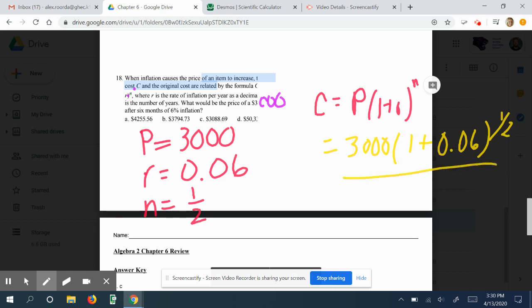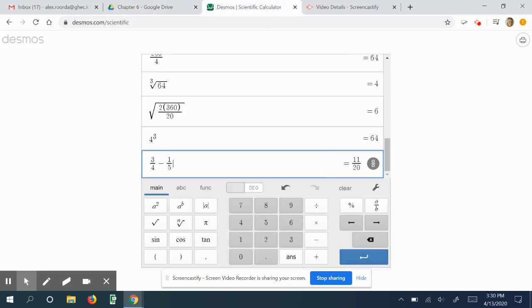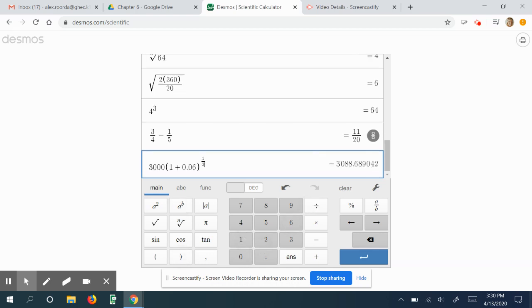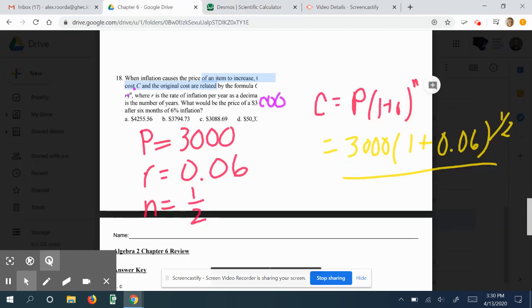So this, check it out, is just something we can put into Desmos. So let's do that. Okay, so we go to Desmos and we say, okay, so 3,000 and then in parentheses 1 plus 0.06 and then to the power of 1/2. I get 3,088.69. So I go back here, 3,088.69, check it out, is C. Okay, so we know for a fact that C is how much it would cost in 6 months if the original price was $3,000.